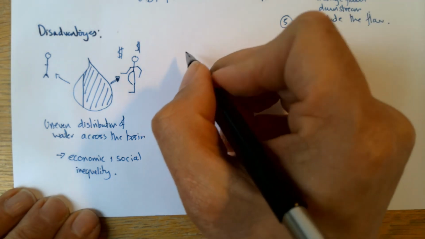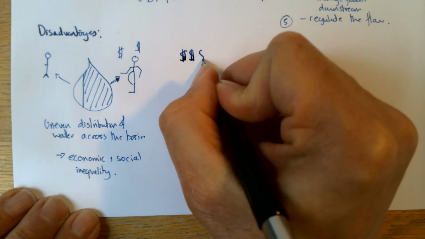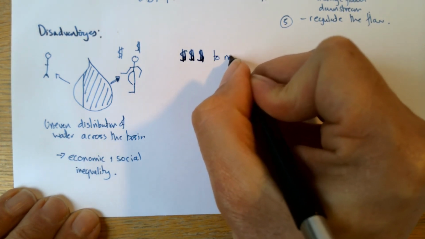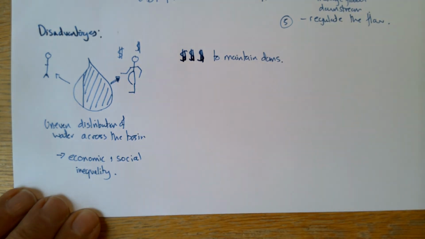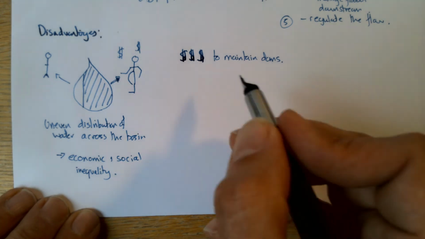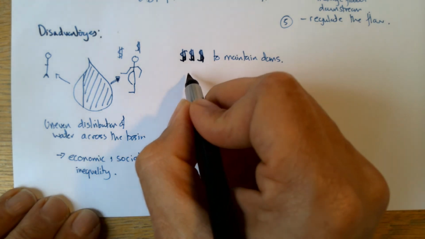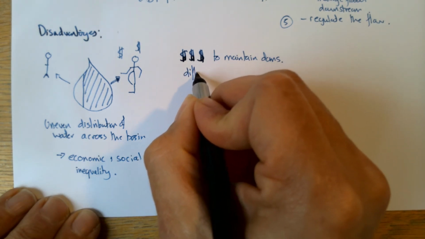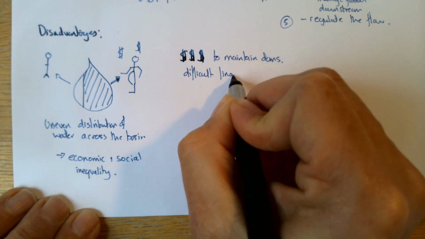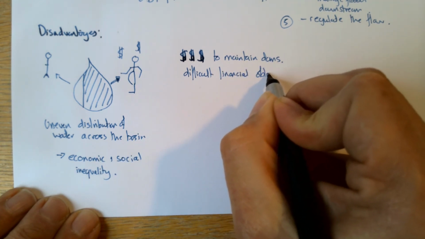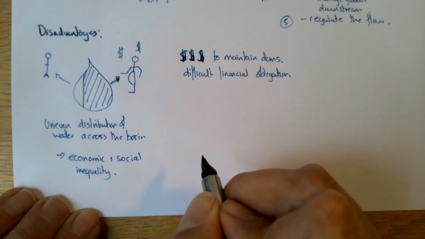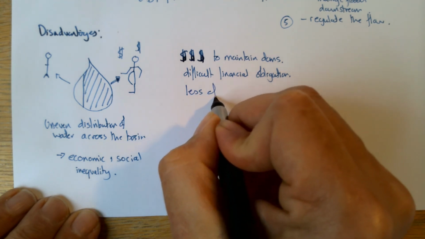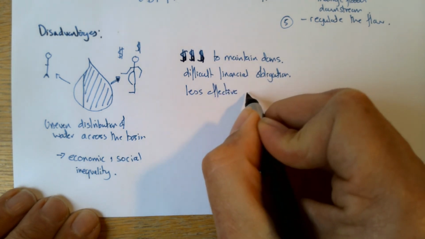Another disadvantage of the scheme is that it is pretty expensive to maintain those dams. The original dams and systems and link canals were paid for largely by development aid, but maintaining the dams falls to Pakistan, and that is a difficult financial obligation. And so in the future, that whole irrigation system may become less effective.